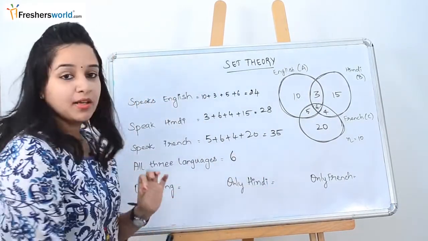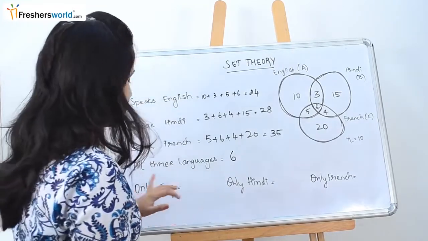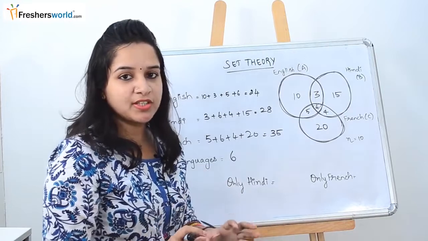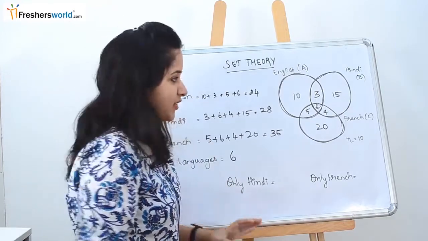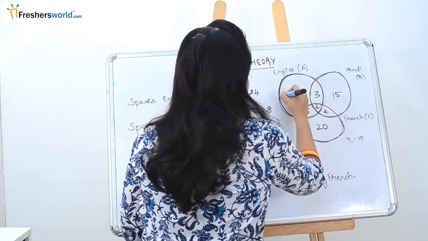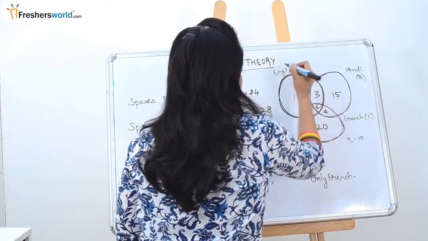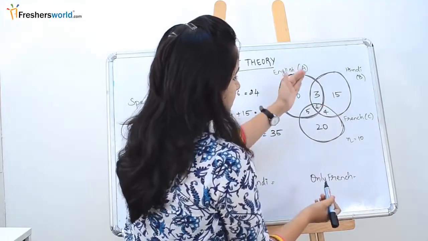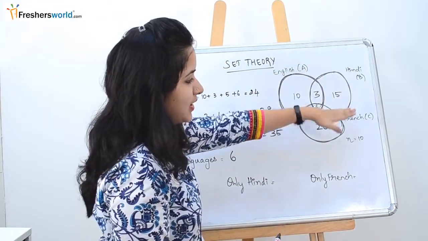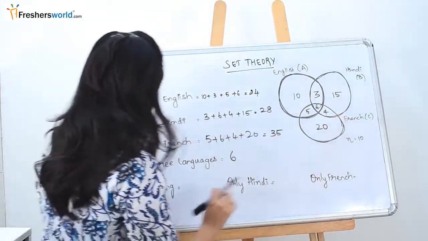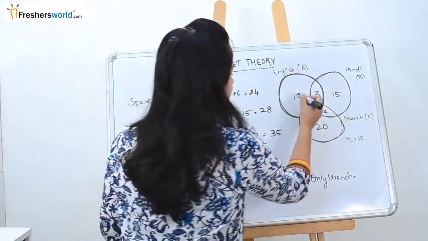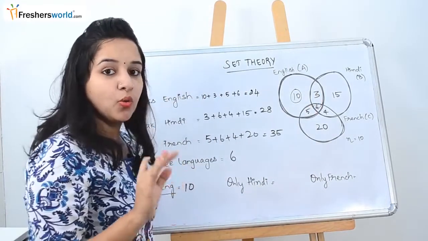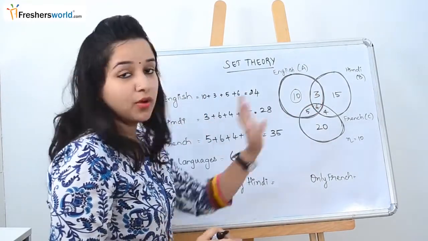They are asking for the people speaking only English. Here they are telling us that they don't want people who are speaking Hindi or French. They want the people who know only English. Earlier for English we took the whole circle. But if you take 3 or 6 or 5, it is a combination with Hindi as well as French. But the question is, they are asking only English. So only English is nothing but the value 10. So 10 people know only English but they don't know Hindi or French.